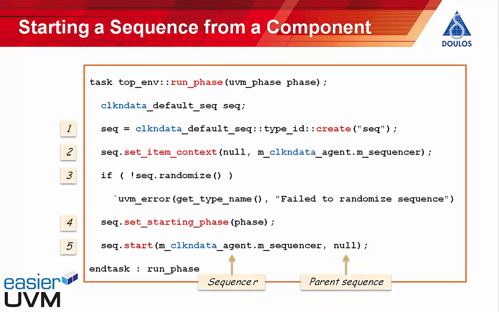Because of the context in which we're starting this child sequence, we also can determine the phase a little differently. Rather than calling get_starting_phase to determine the phase that we're in, the phase is already available to us as the argument to the run phase method. So we're using the phase argument to the run phase method in the call to set_starting_phase. But in all other respects, it's the same as starting a sequence from another sequence.